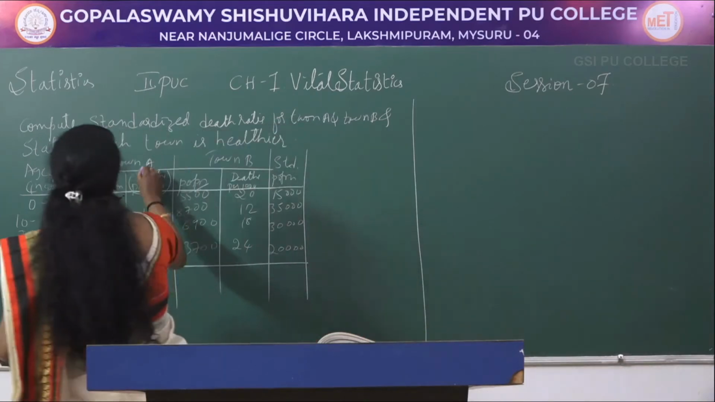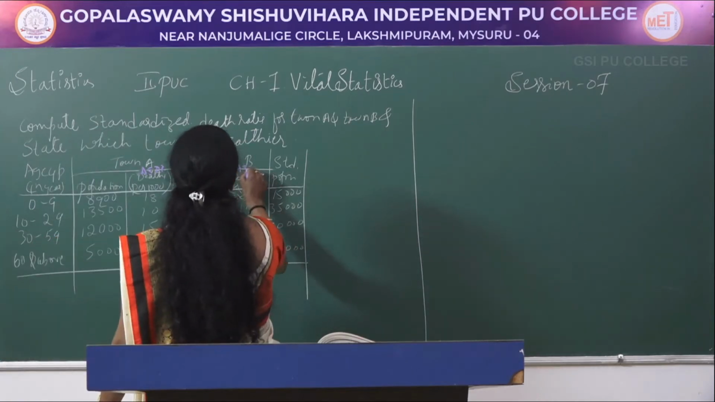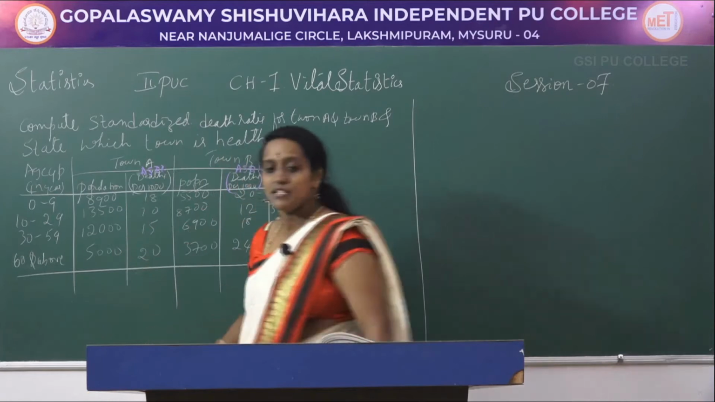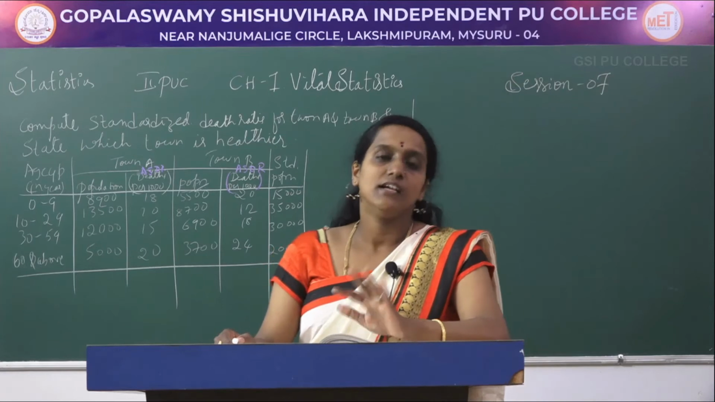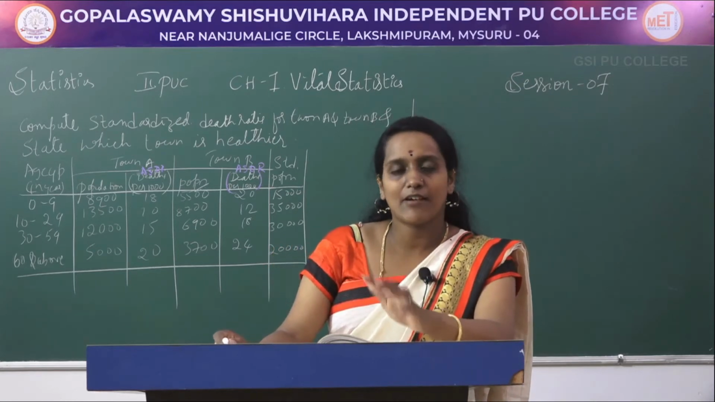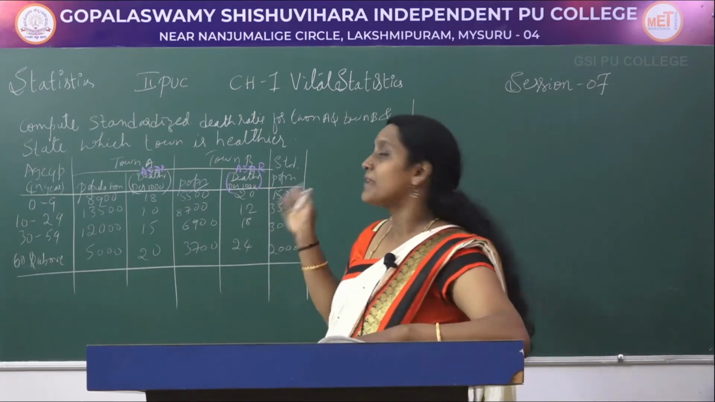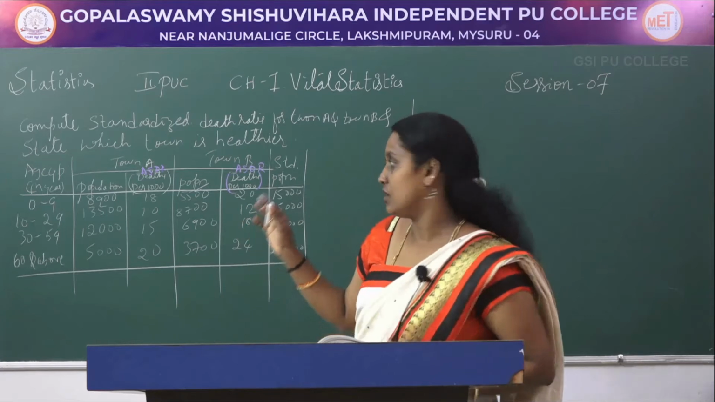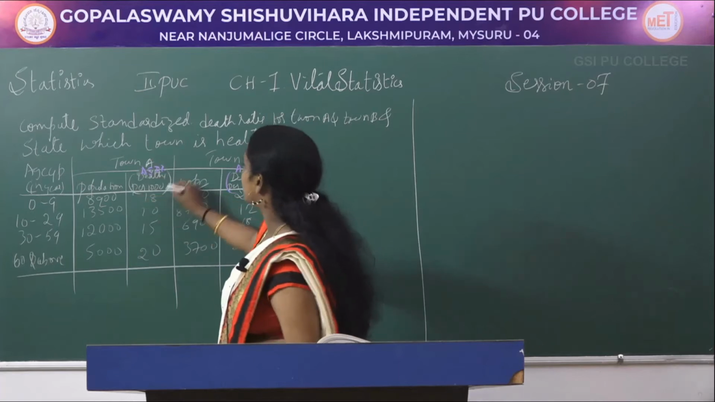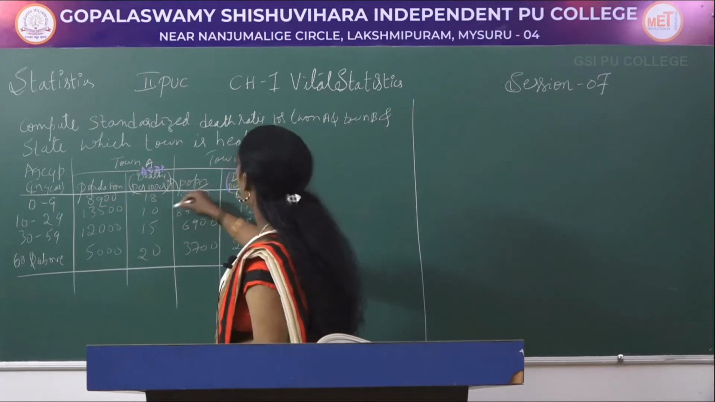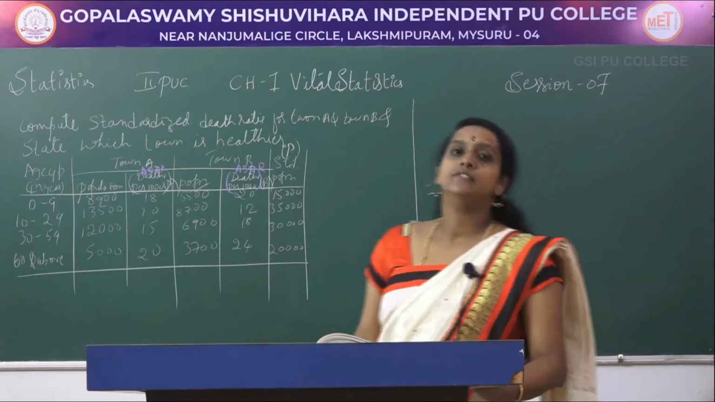This is nothing but ASDR for town A. Similarly, this is ASDR for town B. So, in this problem, no need to compute ASDRs because death per thousand they have already calculated, that is nothing but ASDR for two towns, and they have given the standard population. So, standard population we denote as P, and ASDR of town A we call A, and ASDR of town B we call B.